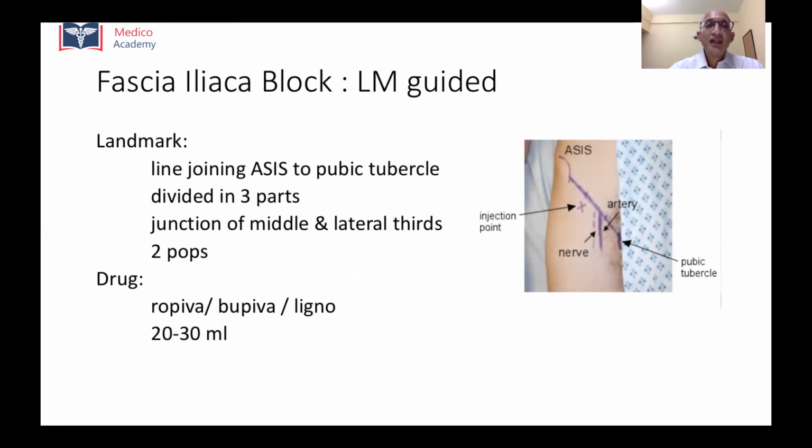Landmark guided fascia iliaca block. We draw a line joining the anterior superior iliac spine to pubic tubercle, divided into three parts, and the junction of middle and lateral thirds is the point where the needle is inserted. And remember, we have to go through two fascial clicks, fascia lata and fascia iliaca, and then about 30 ml of the local anesthetic is deposited. Because it's a fascial block, we have to have a large volume.